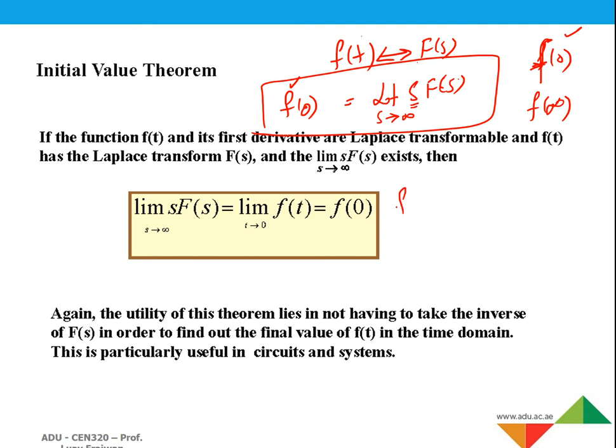Similarly, we can calculate the final value of a function by doing the same procedure, but if you want to calculate the final value, apply the limit as s approaches 0. That's it. If you apply the limit approaching 0, you can calculate the final value. If you apply the limit approaching infinity, you can calculate the initial value of the function.